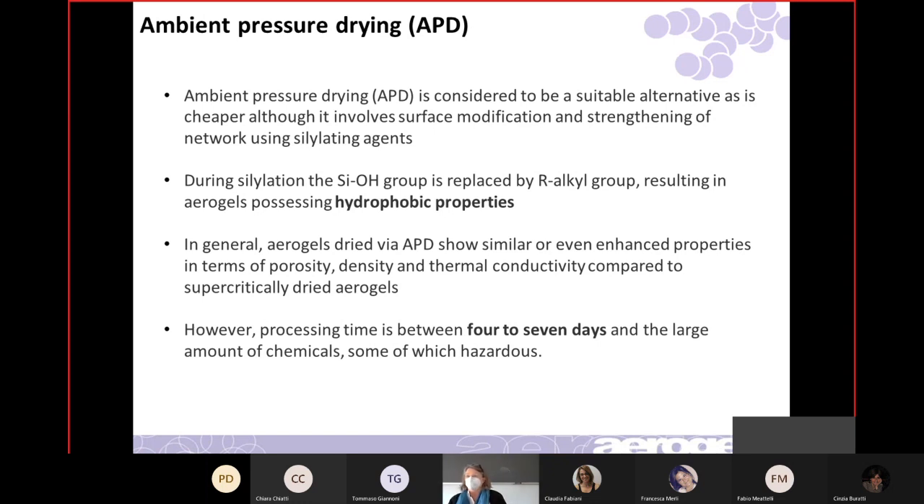They do show good properties, though, depending on what you're looking at. They do have good porosity, low density, low thermal conductivity, compared to what was originally done with supercritically dried aerogels. But again, the processing time is very long. It can take days to weeks. That example I showed you was 3 days. If somebody's there doing everything, it takes longer. And a large amount of chemicals, again, some of which are hazardous. Probably many of which are hazardous.